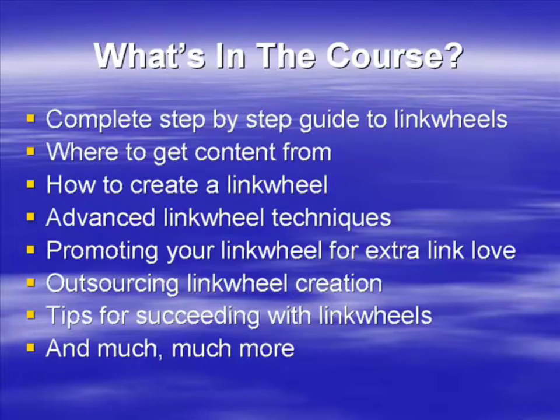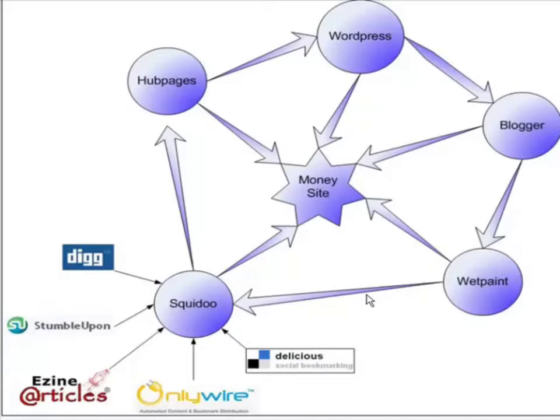We're going to start talking more about link wheels right now, and I'm going to show you a picture of a link wheel and tell you more about how they actually work. Okay, so here we have a picture of a link wheel. You can see it's fairly easy to understand. This one has 1, 2, 3, 4, 5 spokes. Now typically a link wheel may have more, may have less, it depends on how many you want to create.